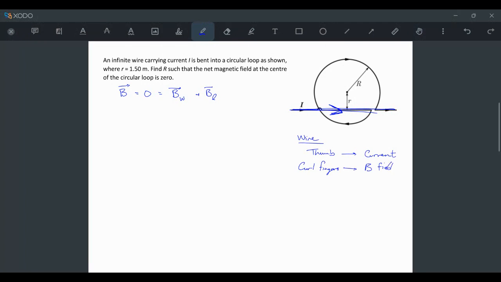Specifically, the magnetic field curls around and forms circles, it circulates around the wire. The direction that it circulates is determined by the direction that your fingers curl. So you could imagine that if your thumb is pointing to the right, then your fingers will curl such that at the center of the circle right here that we're looking at, the magnetic field is coming out of the page. So we can label this as B from the wire in red.